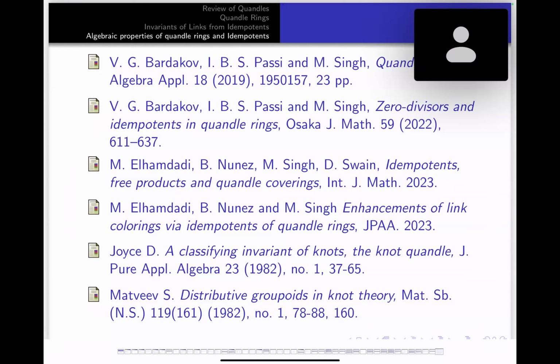Okay. To my knowledge, it's not. I don't know if Valeriy or Mahendra or someone, but to my knowledge, I don't think anybody investigated quandle rings of topological quandles. My question is valid for a study of this type.